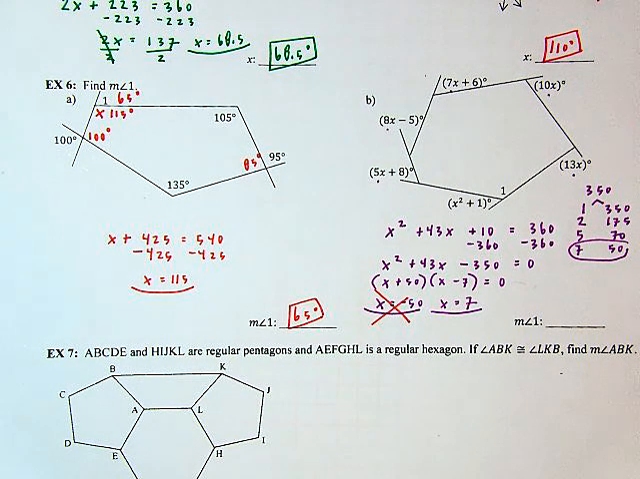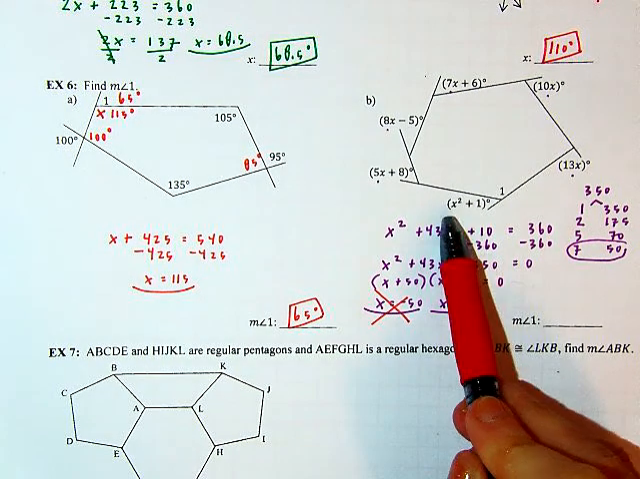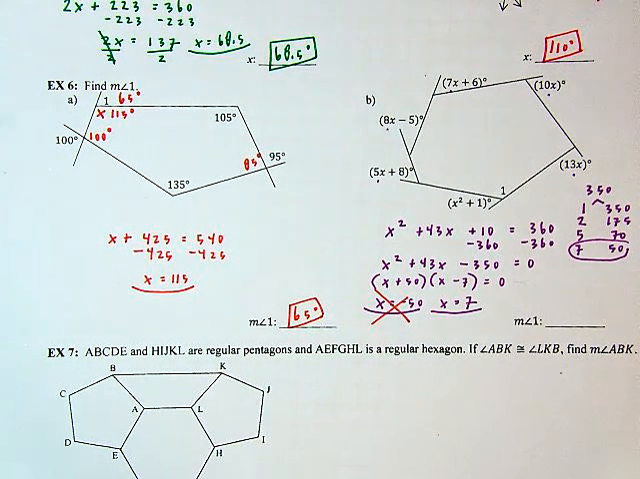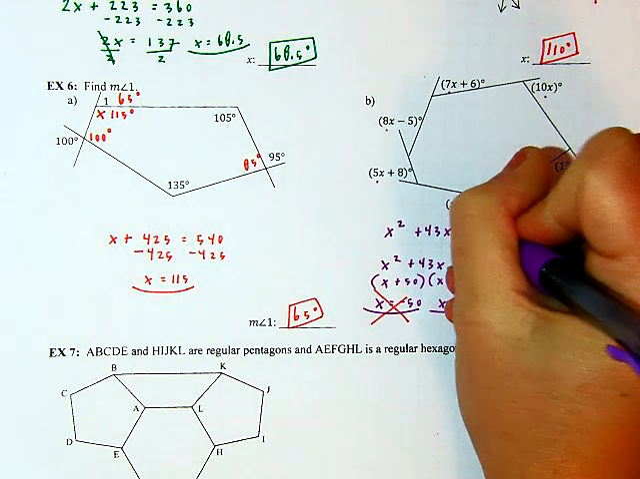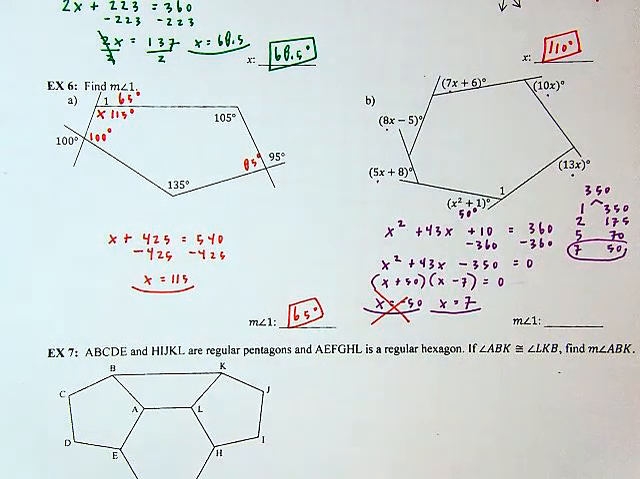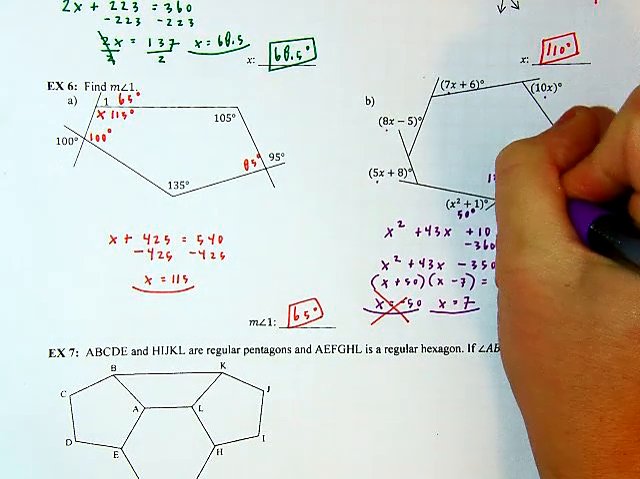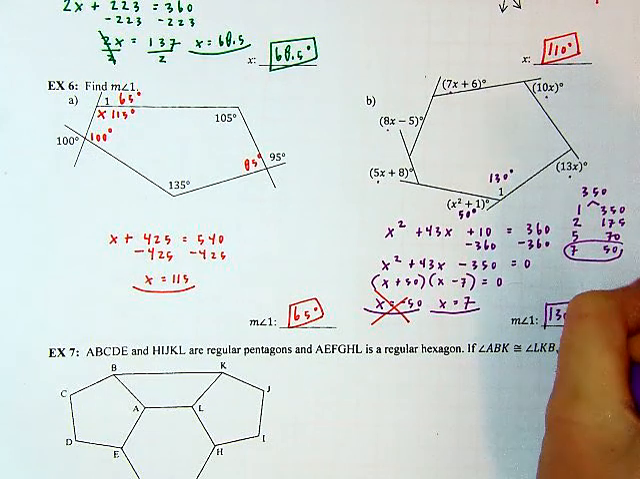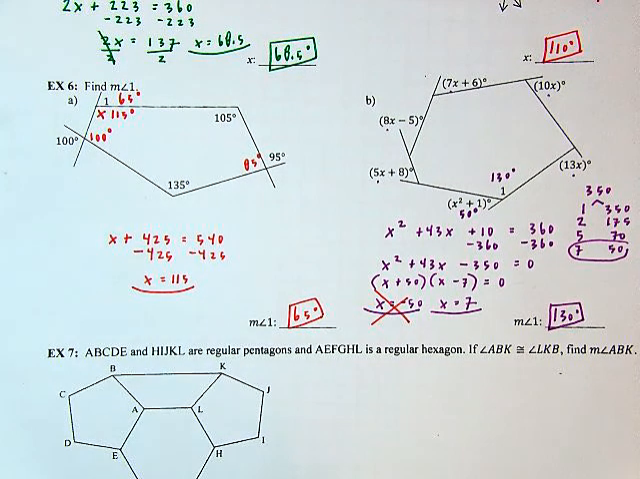So if I plug in the 7 right here, 7 squared, I'm at 49, plus 1, and I'm at 50 degrees. Okay, so I know that 7 is the one that works, and then angle 1 is its supplement, so 130. Okay, so the measure of angle 1 is 130 degrees.